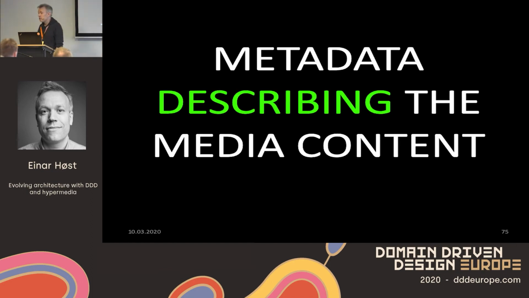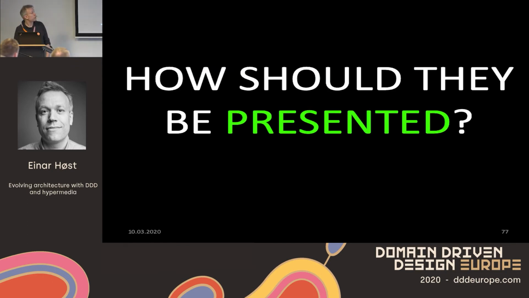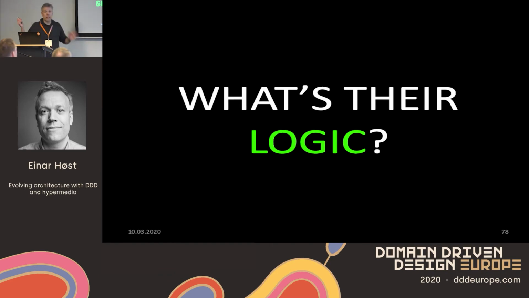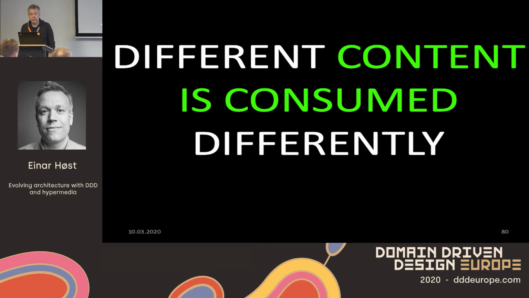And an interesting question in the catalog context might be, what kinds of TV shows are there? And how should they be presented? What's their logic? Because we have a lot of different kinds of TV series. So a TV series with episodes like Zombie Lars is different from the daily news, is different from a sports event, is different from a talk show, is different from a documentary, and so forth. And this is important in the catalog context because consumers like to consume that kind of content differently, right? So you might want to binge watch Zombie Lars, you're not going to binge watch the daily news, probably.